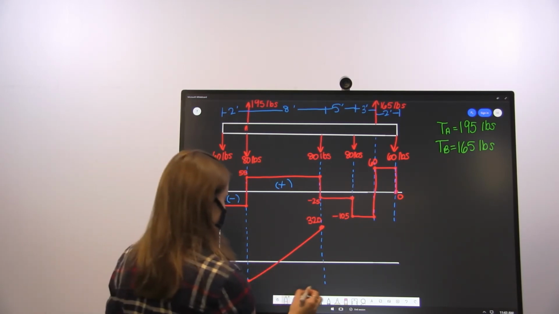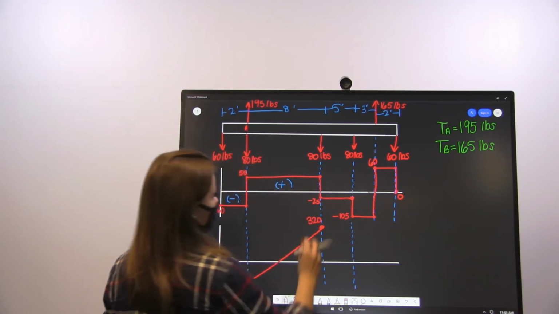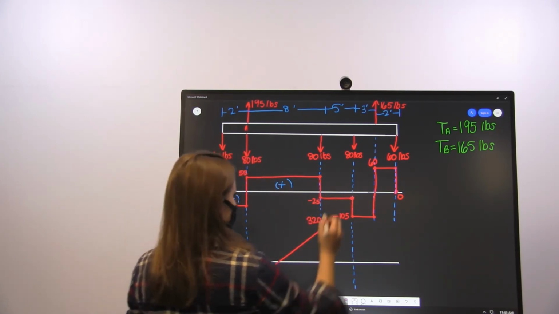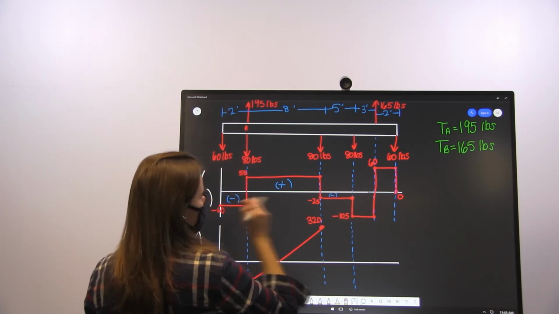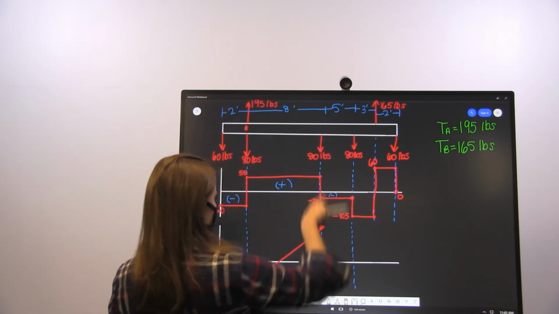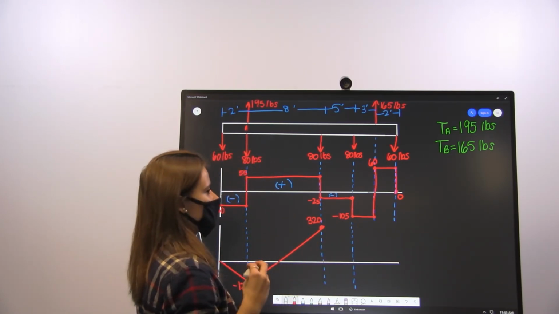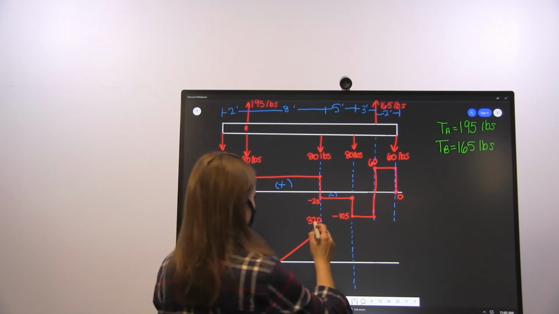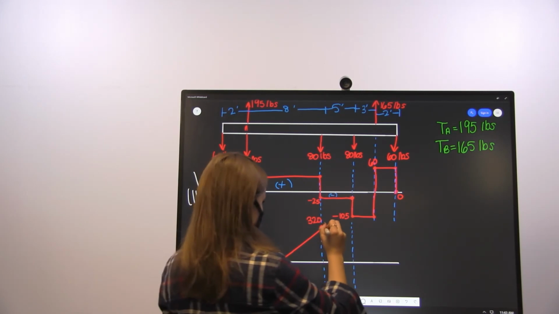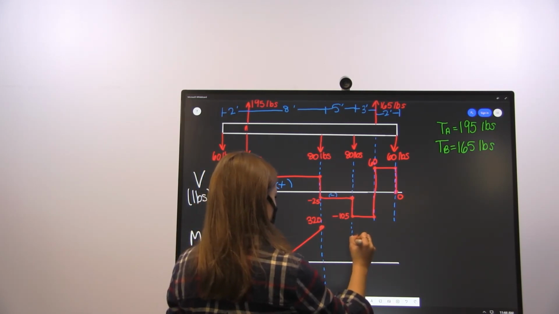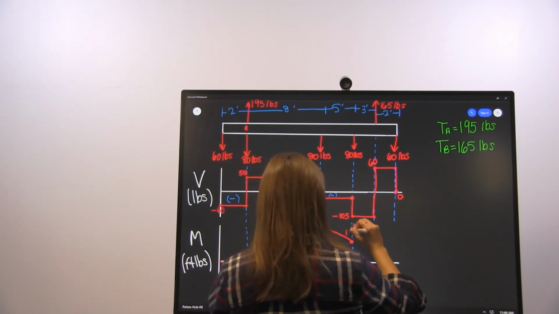And then same thing over here. Take the area under the curve of this section, which is negative. So our area under the curve for this is negative 25 times 5, and negative 25 times 5 is negative 125. So you're subtracting 125 from 320, and that's going to give us a value right here of 195.